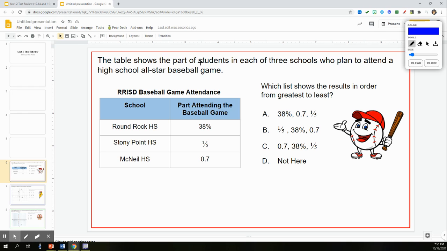The table shows the part of students in each of 3 schools who plan to attend a high school all-star baseball game. Which list shows the results in order from greatest to least?